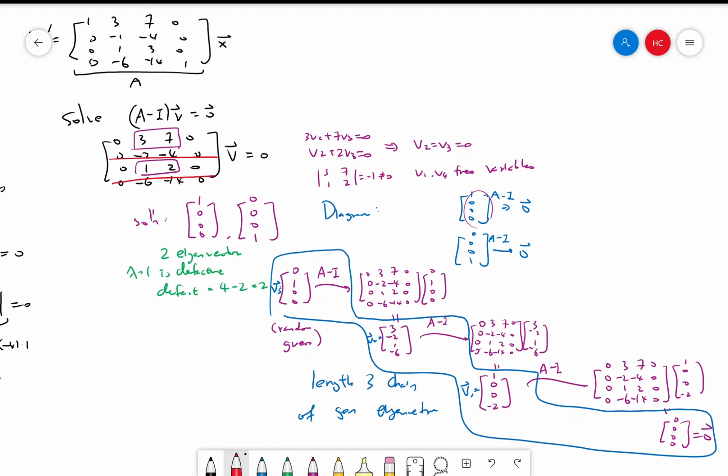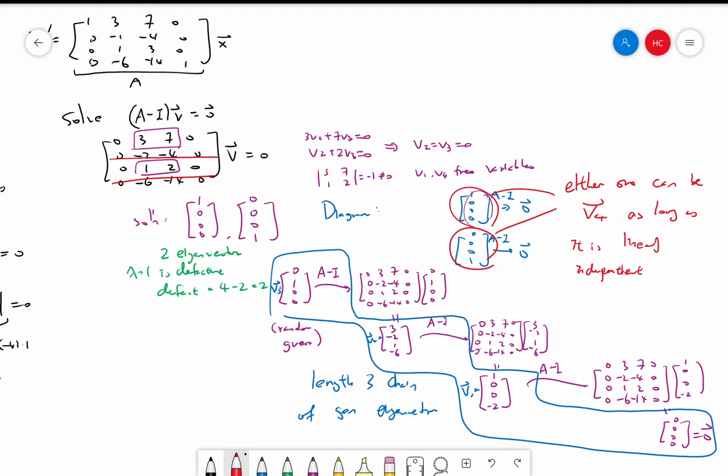And same thing, either one can be v4, as long as it's linearly independent to v1. And v1 is 1, 0, 0, negative 2. That is parallel to neither of them. So let's choose the top one to be v4. Okay.